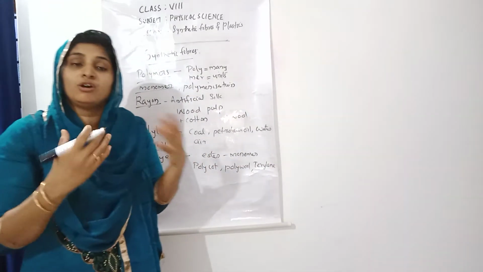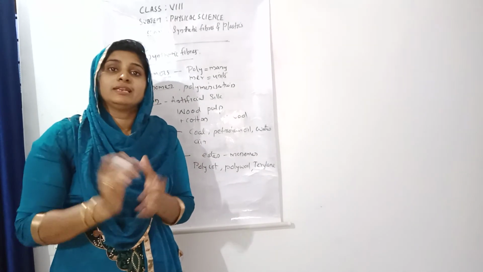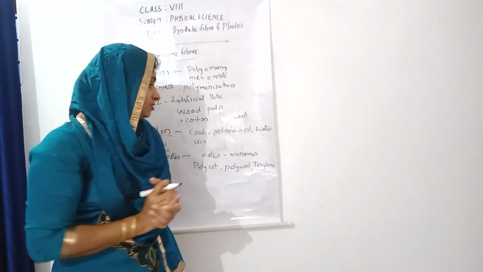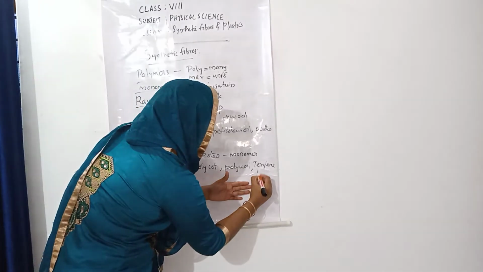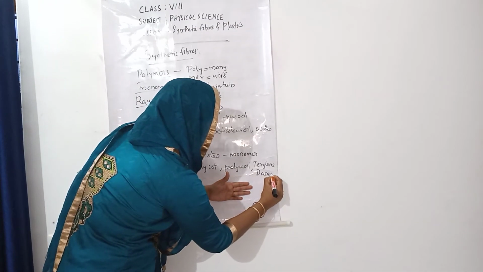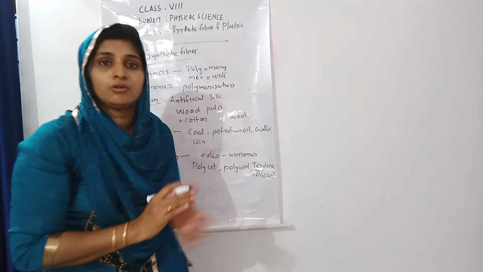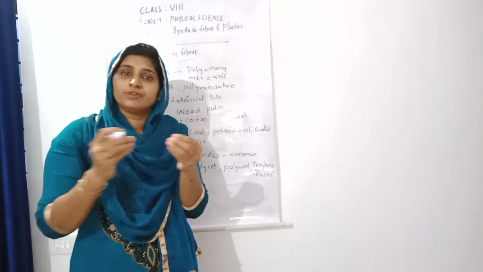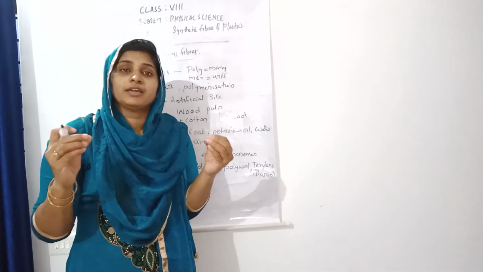It's a very common polyester fiber, and it is known as dacron also. It has another name, that is dacron. And it is used to make very fine fibers.